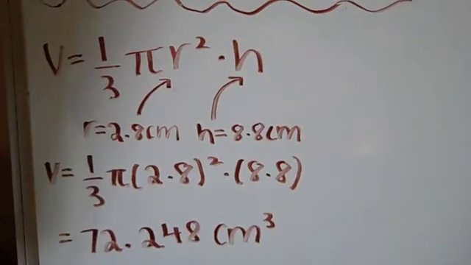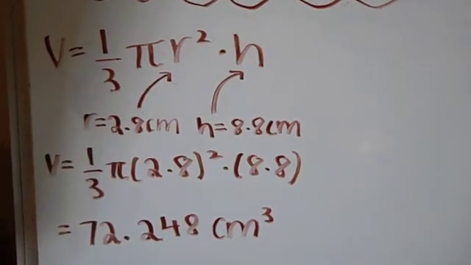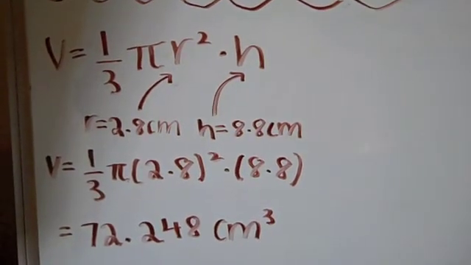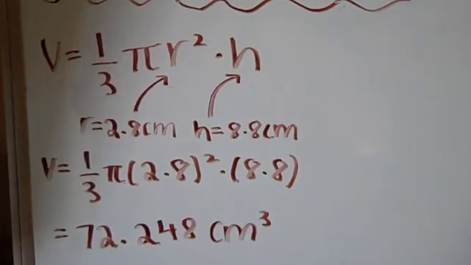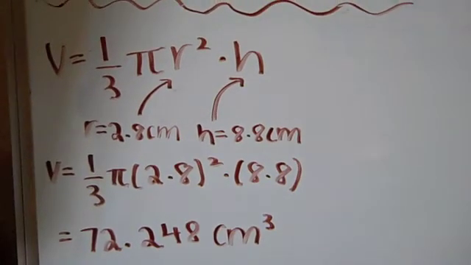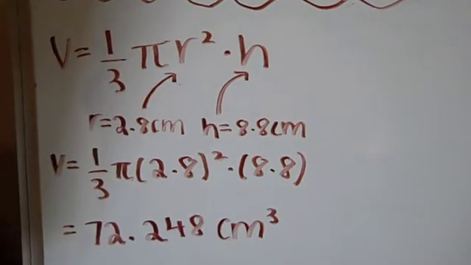Use the volume equation to find the volume of the Dippin' Dots in the cone. Plug in 2.8 centimeters for the radius and 8.8 centimeters for the height. Solve to get 72.248 centimeters cubed as the volume.